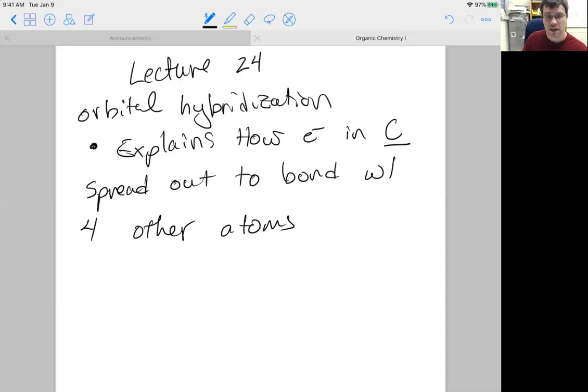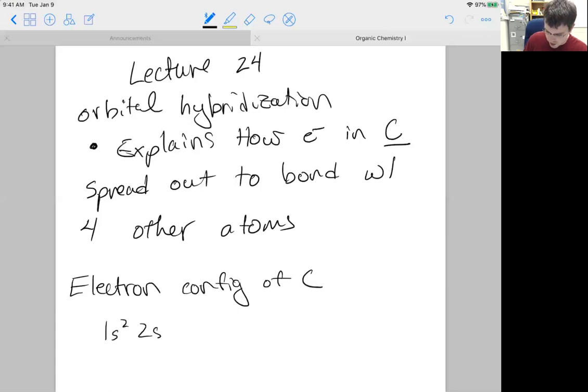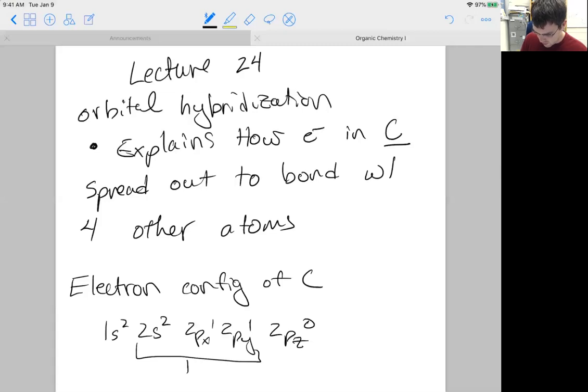Orbital hybridization is important. So let's talk about the electron configuration of carbon. The way we did this was we had 1s2, 2s2, 2px1, 2py1, 2pz0. That's only 5 electrons. We need 1 more to get to 6 electrons total, 4 of which are valence electrons. Okay, so this is the correct electron configuration for a single atom of carbon.